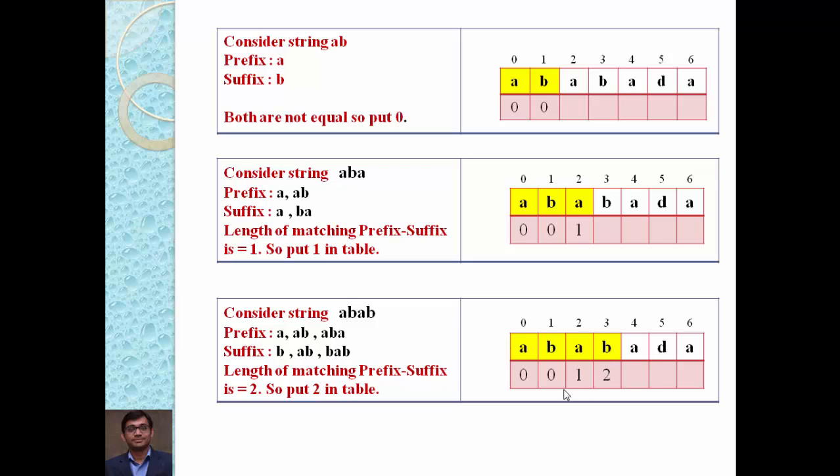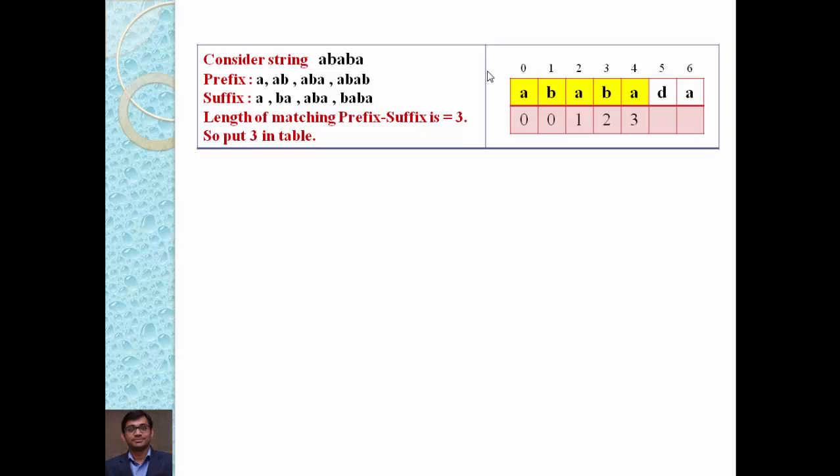Now we have 5 characters, A, B, A, B, then the next one is A. Find out all the prefixes. Before A, we have 4 characters A, B, A, B. First we need to consider the first character, that is A. Then the second is the pair AB, the third one is ABA, and the fourth one is ABAB. So these all are the different prefixes.